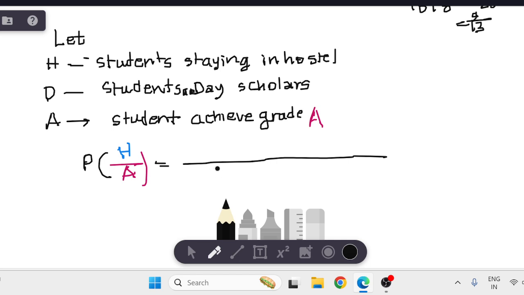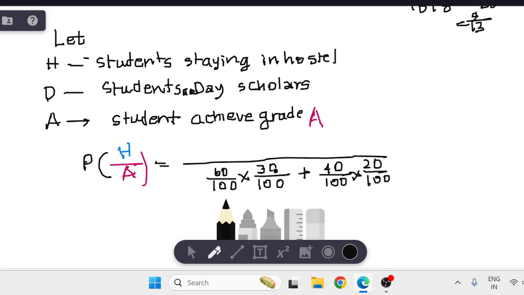So what is the probability of staying in hostel? 60 by 100. And it's given that to achieve grade A, it is 30 by 100. Now, what's given about the students staying as day scholars? 40 by 100, into, they achieve, 20% students achieve grade A. So 20 by 100. Is this clear? If you have a doubt, I can always explain.